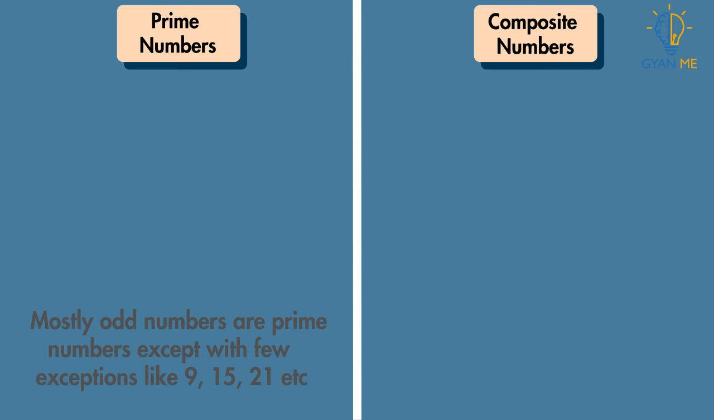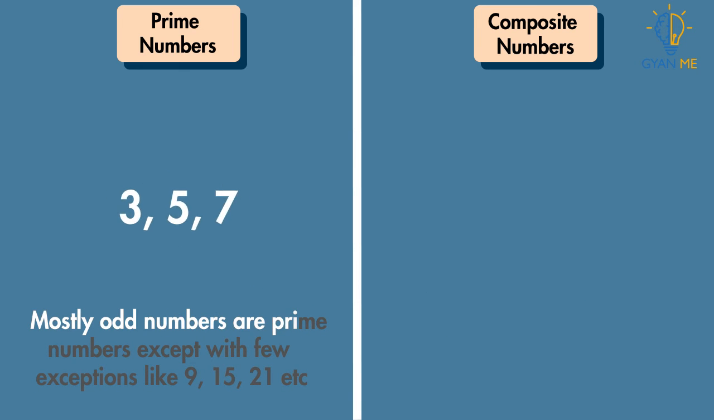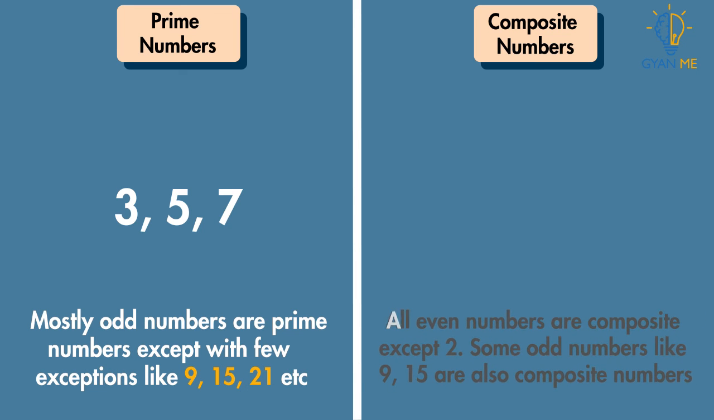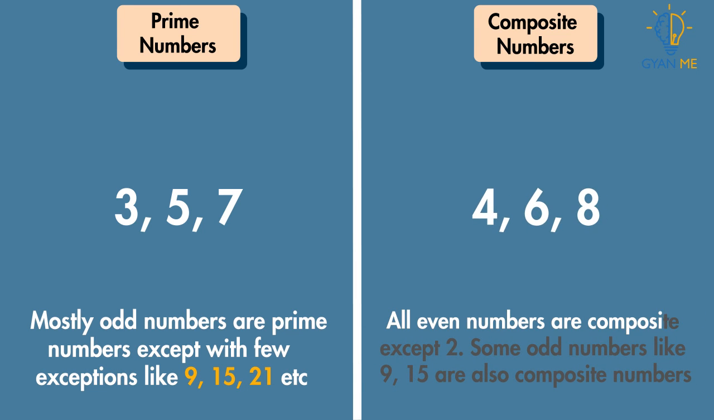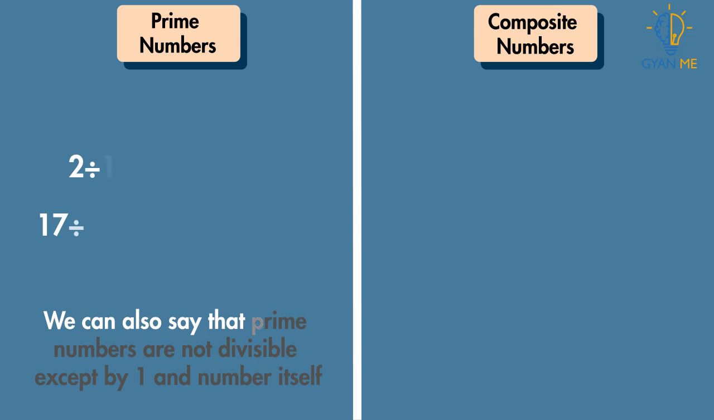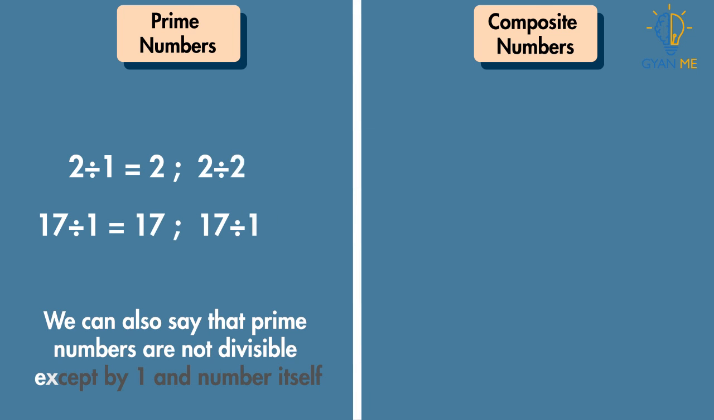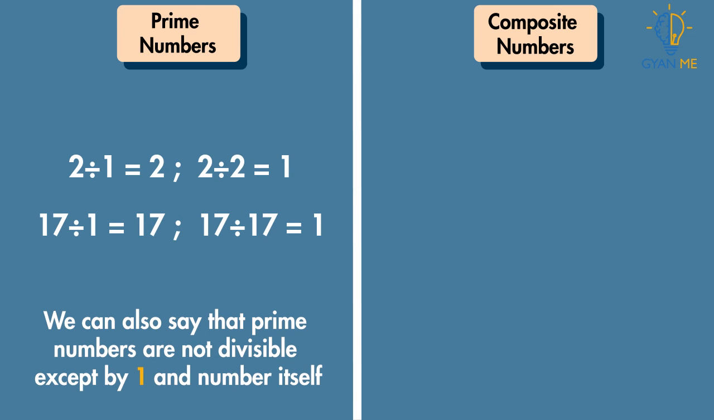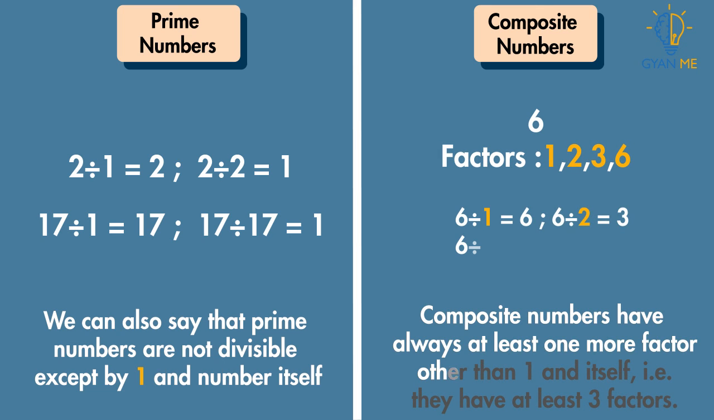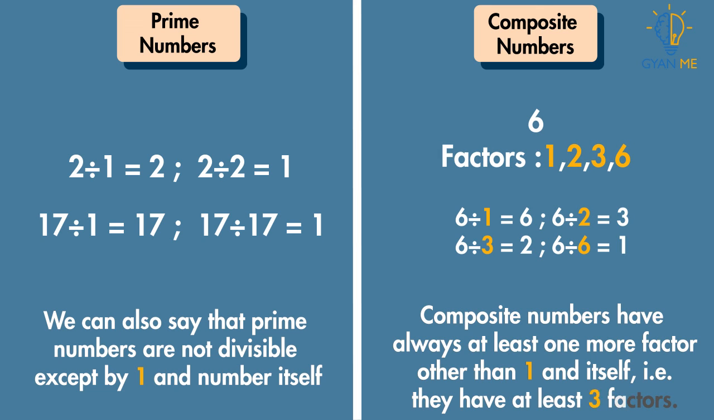Number 3. Mostly odd numbers are prime numbers, except with the exceptions like 9, 15, 21, etc. While all even numbers are composite, except 2. Some odd numbers like 9, 15 are also composite numbers. Number 4. We can also say that prime numbers are not divisible except by 1 and number itself, while composite numbers are always divisible by its factors, that is, they have more than 2 factors.